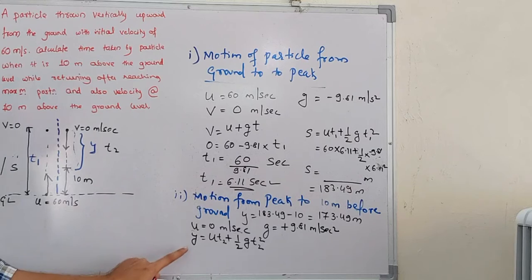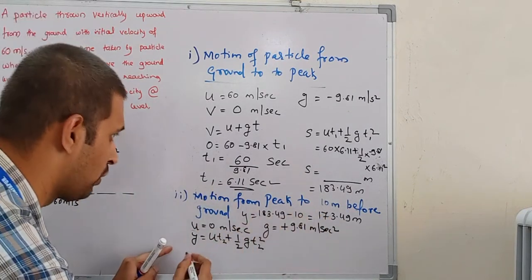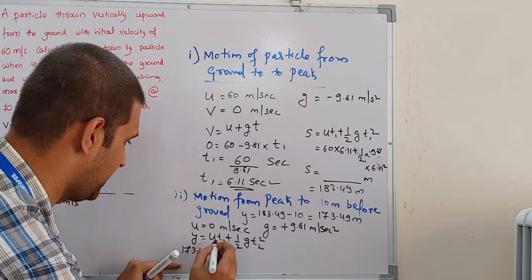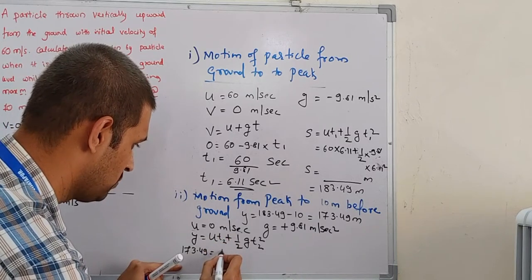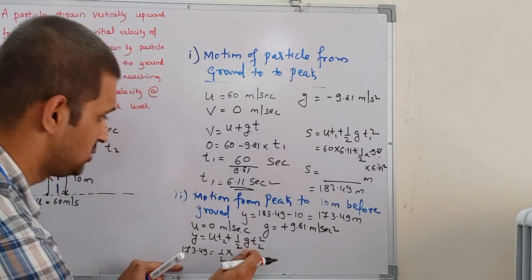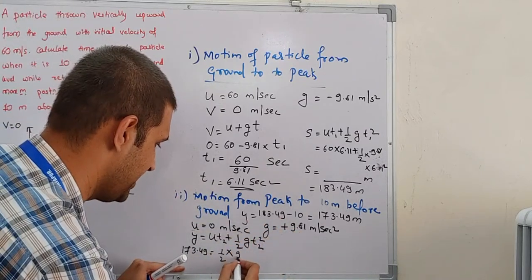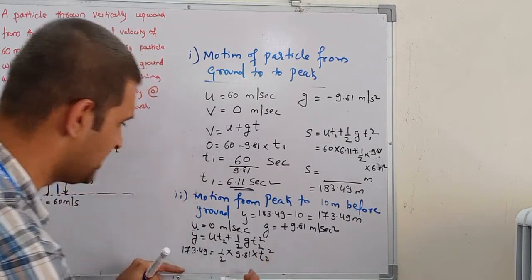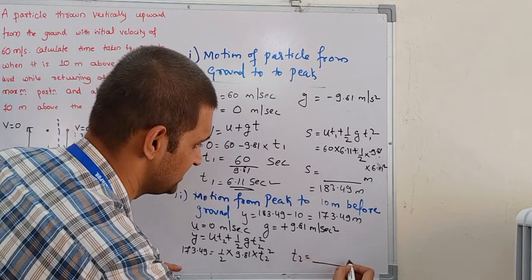Now quickly substituting all the values. Y is how much we have told? 173.49. So initial velocity is 0, this term becomes 0, plus 1 by 2 into, since the body is reaching towards the ground, acceleration has to be plus 9.81 into T2 square. Now the only unknown in this expression is T2, and quickly you have to solve for T2 and get me the answer.